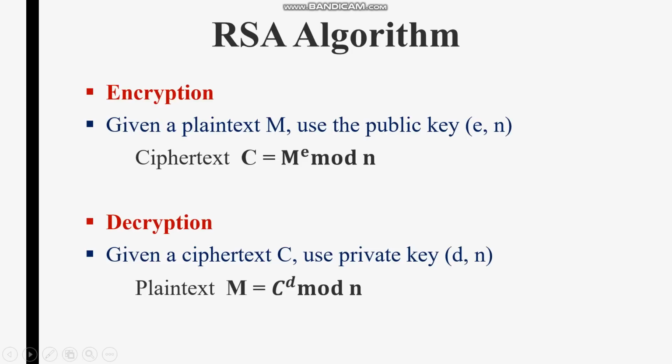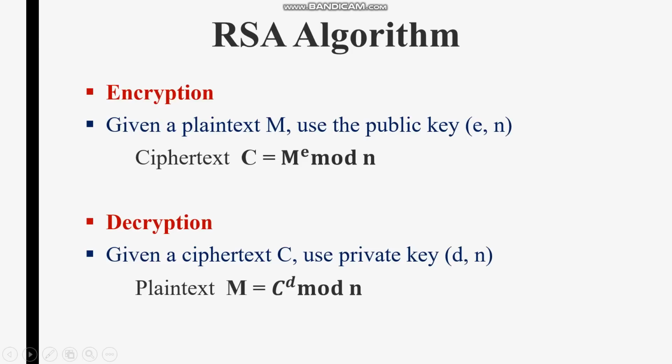So how do we get the ciphertext? The ciphertext is represented as C. M is the message that has to be transmitted, that is the plain text. The public key is E and N. M raised to E mod N will give us the ciphertext. How did we obtain this? M is the plain text, and E and N are the public key. So we are using the public key to convert this plain text to ciphertext. We are performing encryption, using the public key E and N to get the ciphertext.